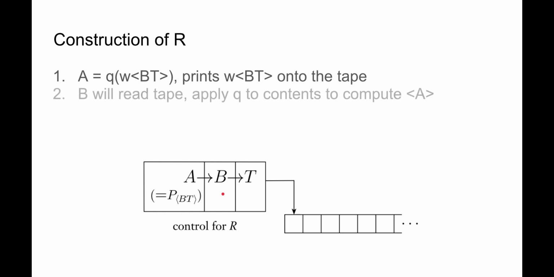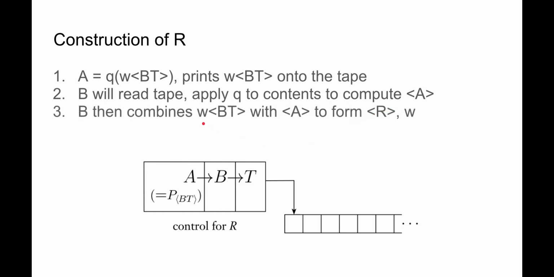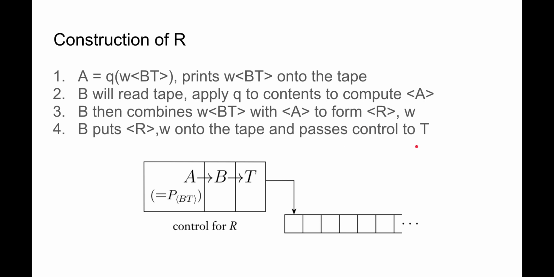So now when part B runs, it's going to read the tape, apply Q to the contents, so apply Q to W followed by BT, and it's going to calculate A. So now we have WBT written on the tape, and we have A computed by the machine, and then B can go ahead and combine WBT with A to form the complete encoding of itself, which is R, so the encoding of this entire machine, and it will also have the input string W on the tape, and then we pass control to T. So now T can compute whatever it originally intended to, and it has access to the self encoding as well as the input string.